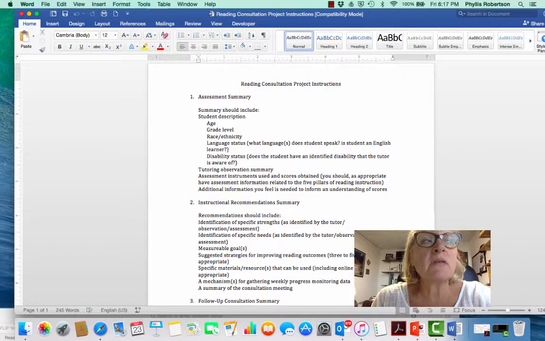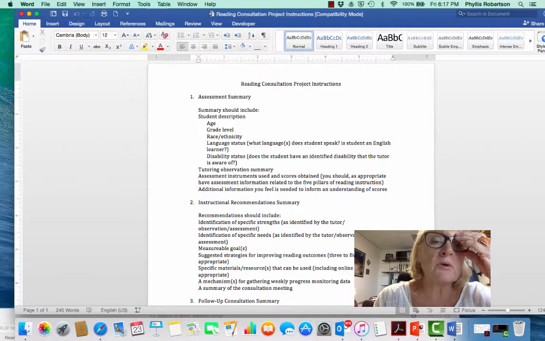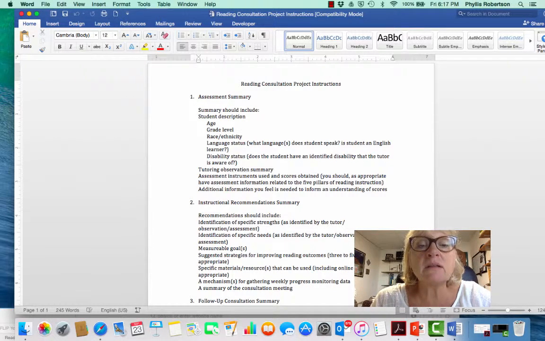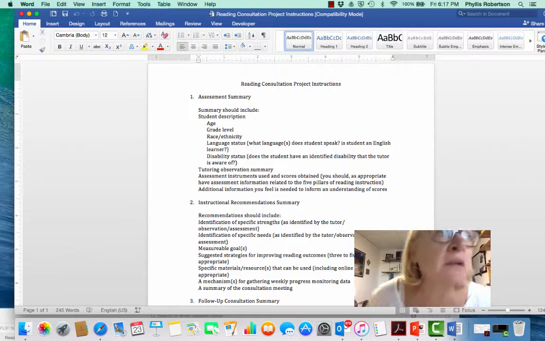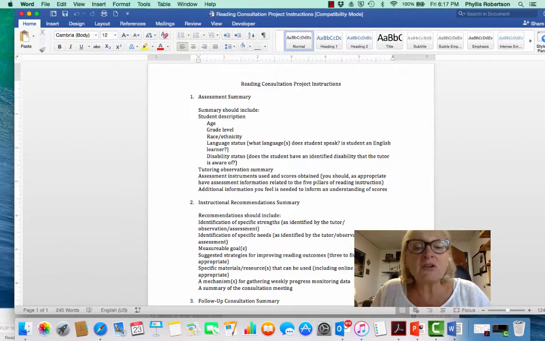I went through most of this the other night in class, but I just wanted to provide you with a little more context. I want you to notice that in the assessment summary, you're going to need to know the student's age, their grade level, their race and ethnicity, their language status, what language or languages the student speaks, and you definitely need to know if the student is an English learner because that's going to influence how you interpret those assessments that you're conducting. You need to know if the student has a disability if the Garcia Center is aware of it. And so these are all things that you can get information about from talking to the tutor. If your tutor doesn't know, please let me know and I'll get that information for you.